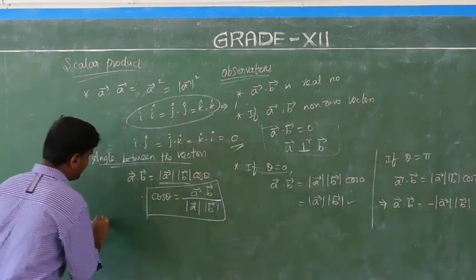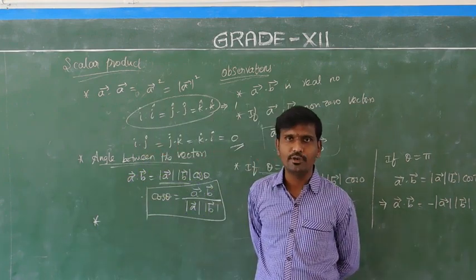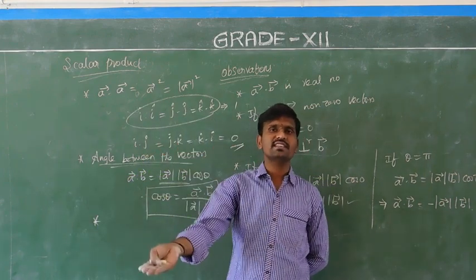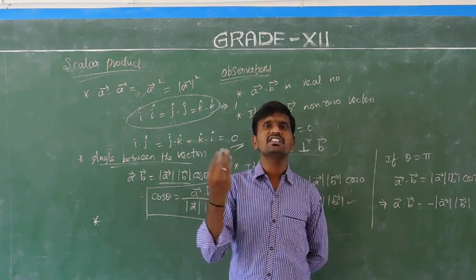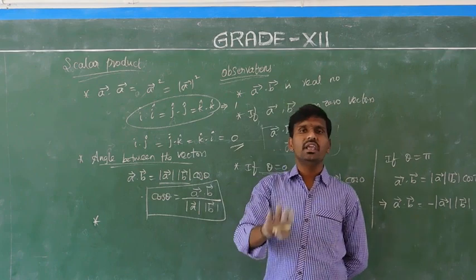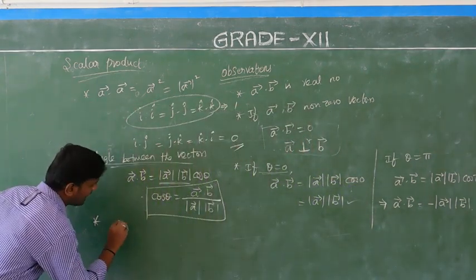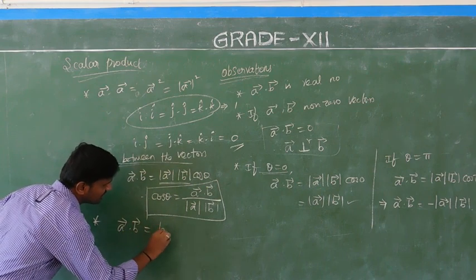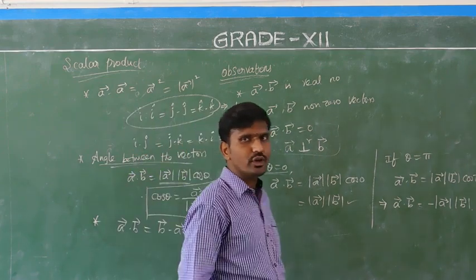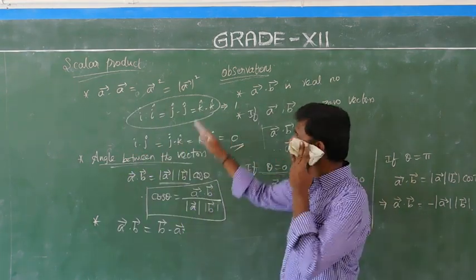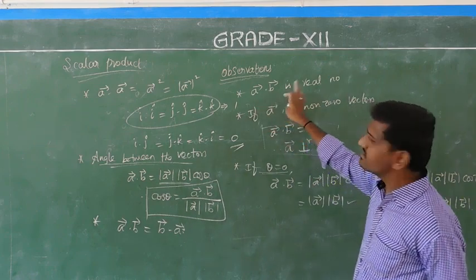Then finally, the commutative property is satisfied. The scalar product is commutative. In your previous exercise I told you that addition of vectors, A vector plus B vector, equals B vector plus A vector. Like that, coming to the dot product, A dot B equals B dot A. Okay, students? Fine. So these are your observations. I want to recall for you: A dot B is a real number only.